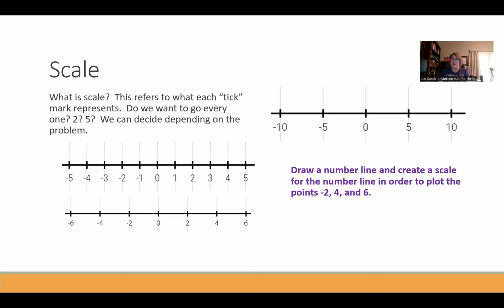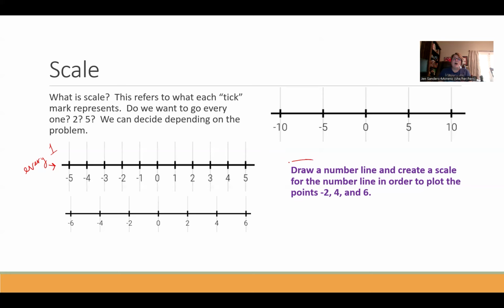I briefly mentioned just a minute ago about scale. So what is scale? Scale refers to what each tick mark on the number line represents. So are we doing it every 1? Sometimes that's the best way to do it, depending on what numbers you're going to graph. Sometimes we want to do it every 2. You could even do it every 5, every 3, 4, 7, 12, whatever you want to do. Typically, I'll look at trying to do every 2 or 3, depending on the problem.